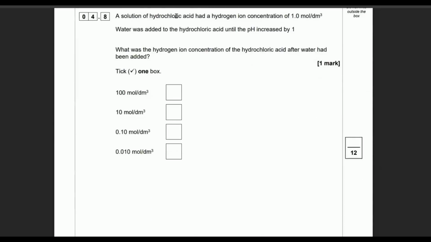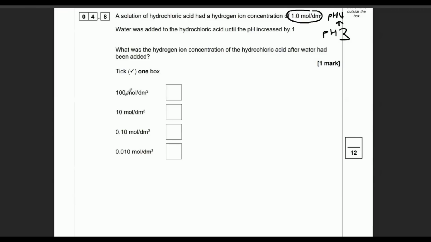A solution of hydrochloric acid had a hydrogen ion concentration of 1 mole per decimeter cubed. Water was added to the hydrochloric acid until the pH increased by 1. So that means it went from, say, pH 3 up to pH 4 by adding water. What was the hydrogen ion concentration of the hydrochloric acid after the water had been added?